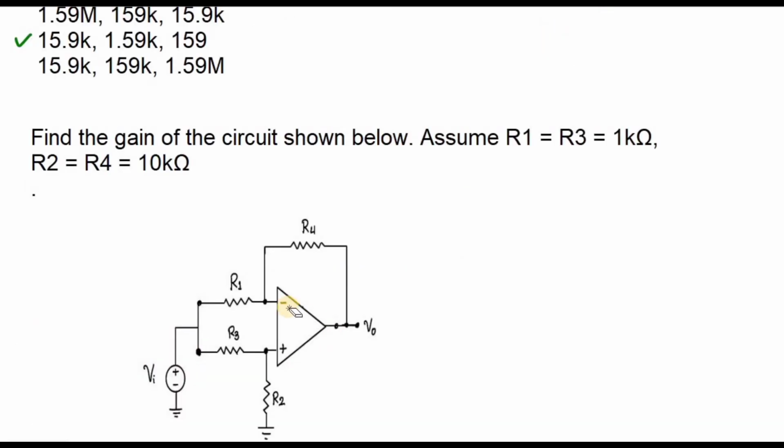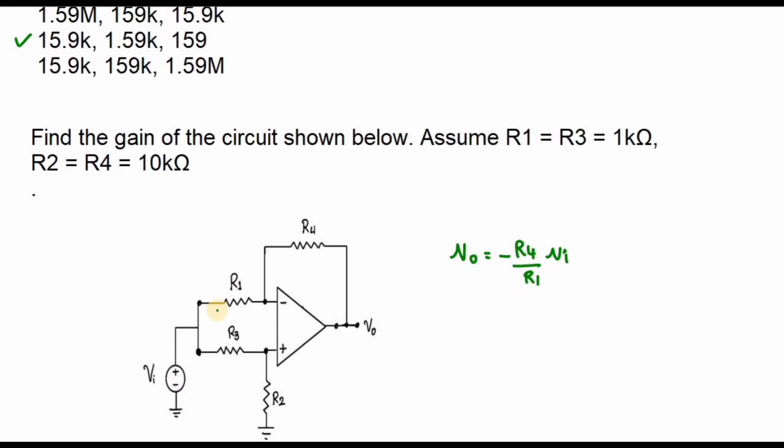The next problem is: find the gain of the circuit which is shown below, and RF and R3 values are the same at 1 kilo ohm, and R2 and R4 are 10 kilo ohm. So here, if I consider only the input given to the inverting terminal alone, then the gain will be V0 equal to minus R4 divided by R1 into VA, when this VA is connected only to this R1 circuit.